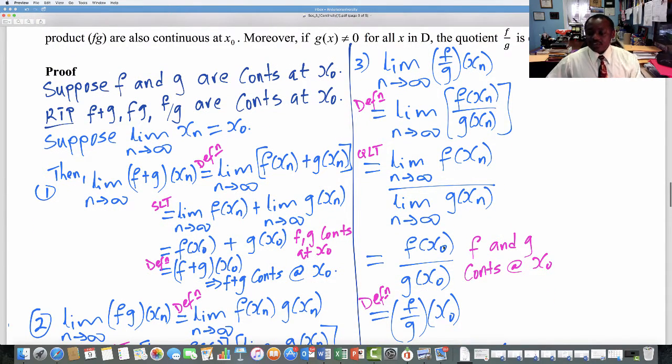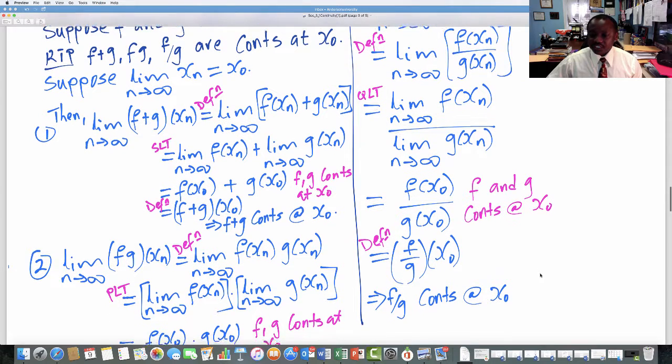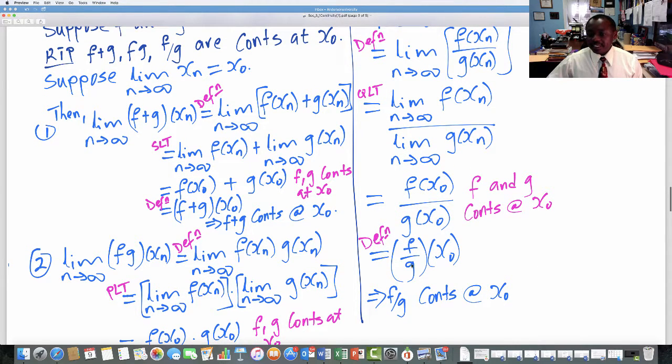And that equals f of x naught divided by g of x naught, because f and g are continuous at x naught. And again, by definition, that is f divided by g of x naught. Therefore, we can conclude that f divided by g is continuous at x naught. The sum, product, quotient of continuous functions would be continuous.